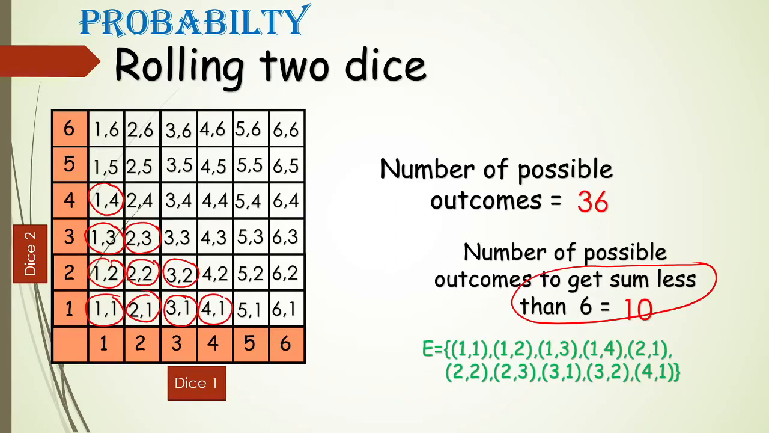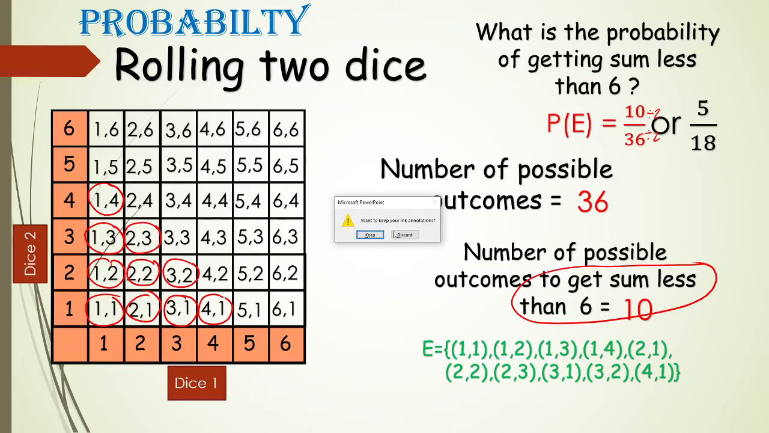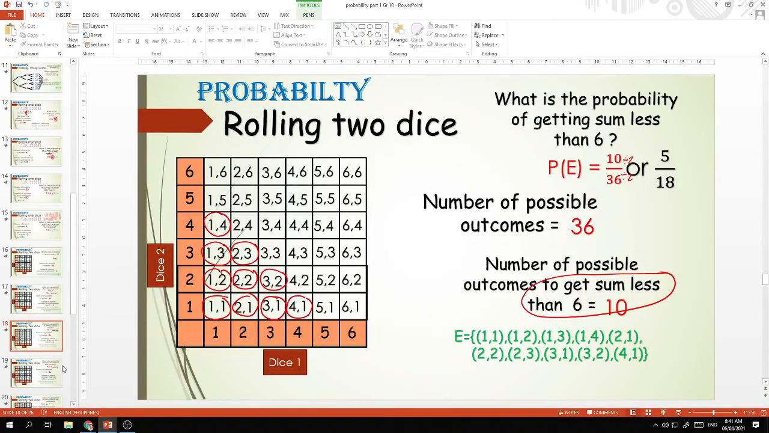And these are our outcomes. Take note of that. And what is the probability of getting a sum less than 6? 10 over 36. Reduce that. Divide both numbers by 2. Two is common. Okay, 5 over 18. That's 5 over 18. Keep that first. We are not yet done, okay? I will just share something with you.